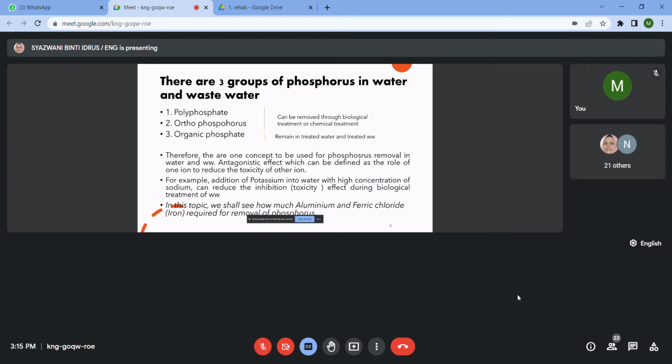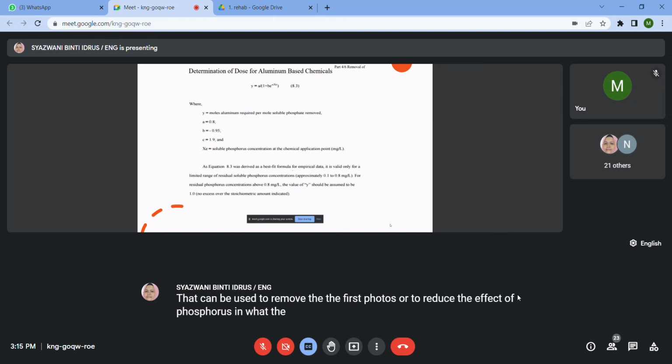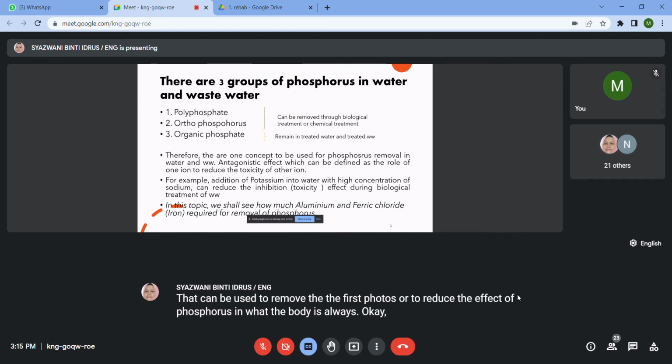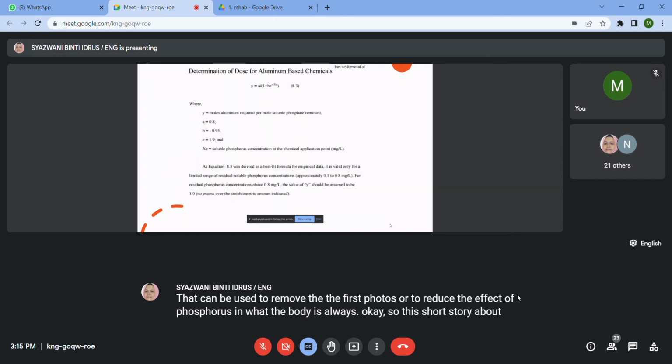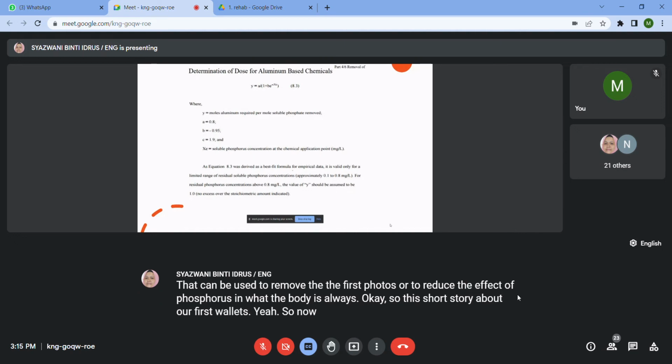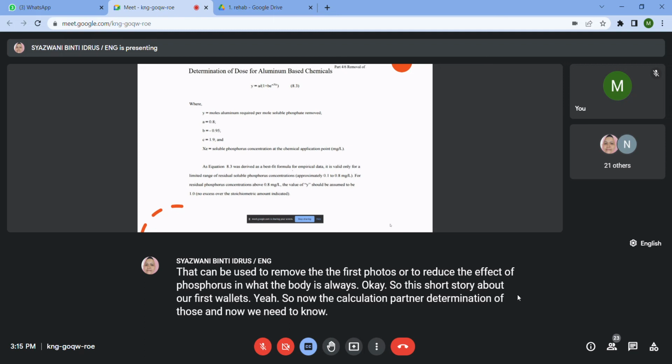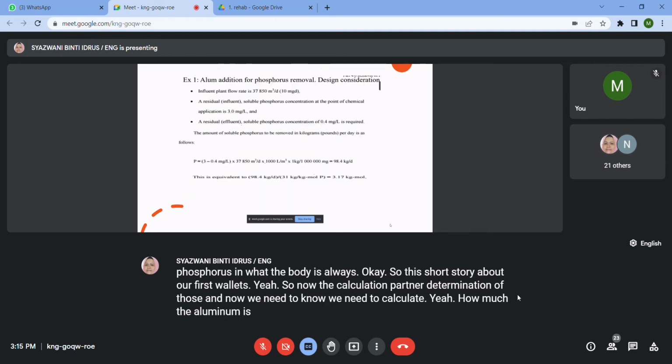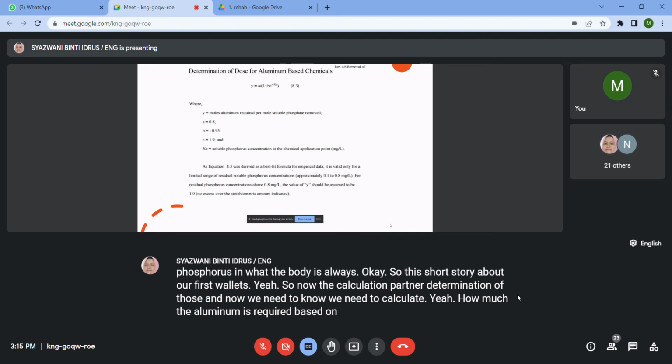Ferric chloride is iron, which can be used to remove phosphorus or to reduce the effect of phosphorus in water bodies or wastewater bodies. So this is a short story about phosphorus. Now the calculation part, determination of dose. We need to calculate how much aluminium is required based on the phosphorus level.